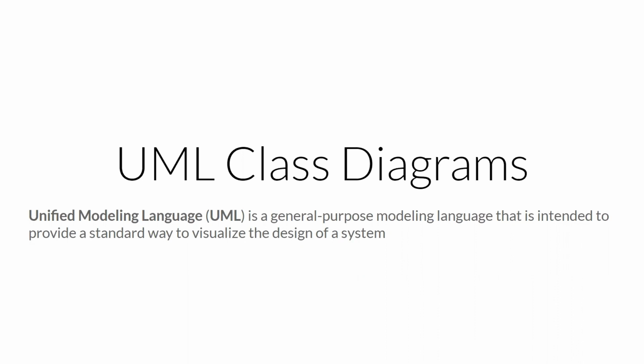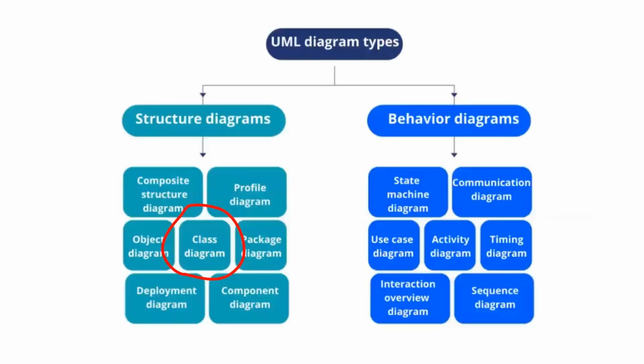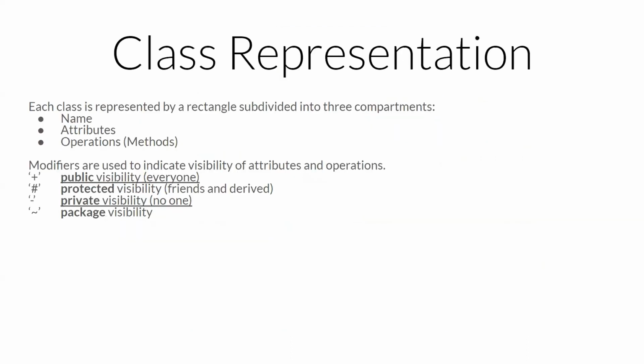In general, UML diagrams are commonly used by software developers, analysts, and other professionals involved in the design, development, and documentation of software systems. Here you can see UML diagram types, and today I will tell you about the class diagram.